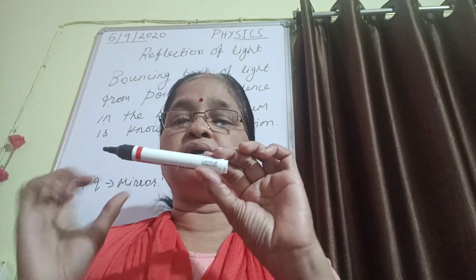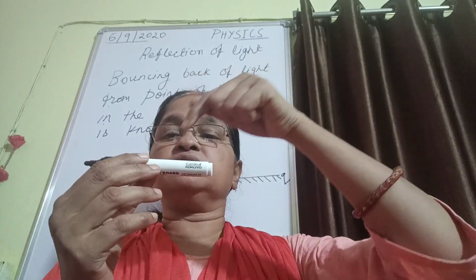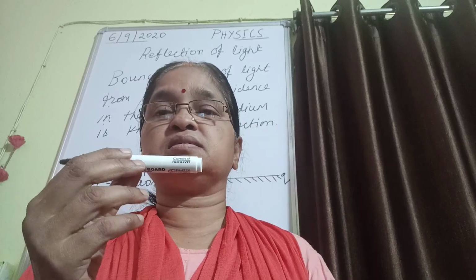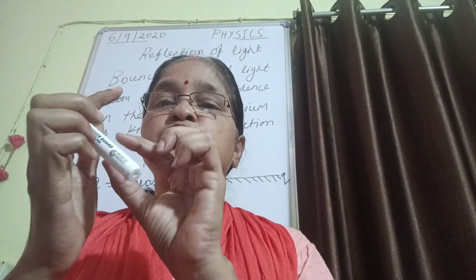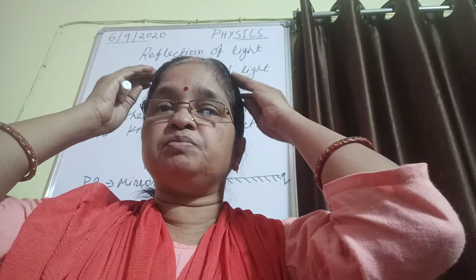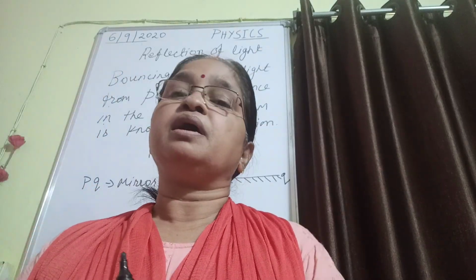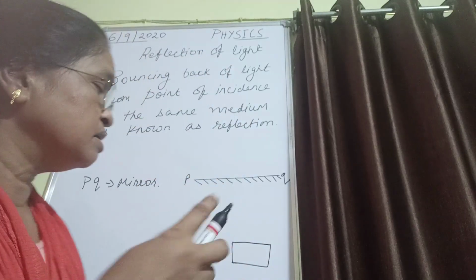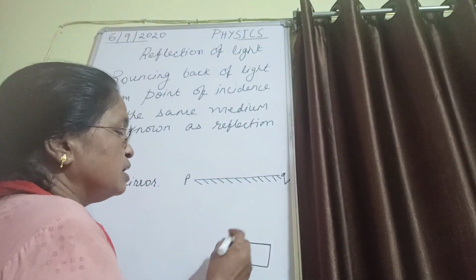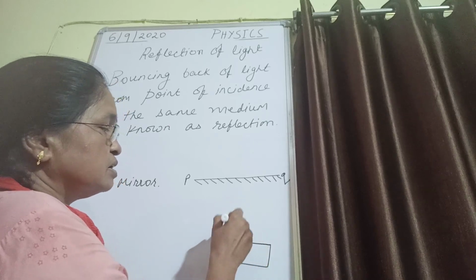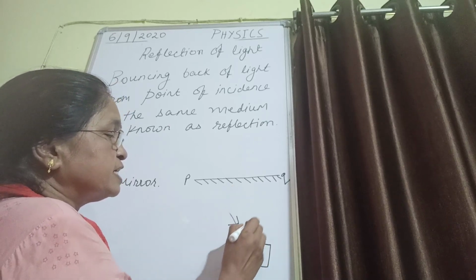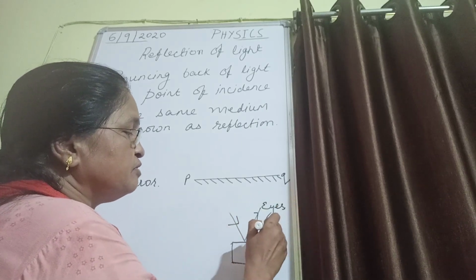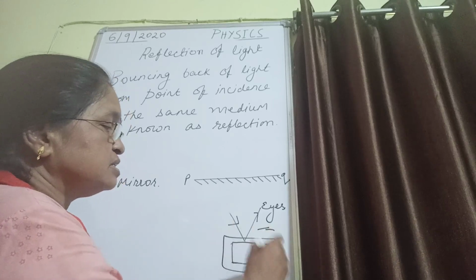Suppose this is a marker. Light is falling on this object, reflected back, entering our eyes. Our eyes take the picture of this and send it to the brain, and the brain helps us identify what this is. See here, suppose I have taken one book. Light is falling on this book, reflected back, enters our eyes, and then we are able to understand that this is a book.